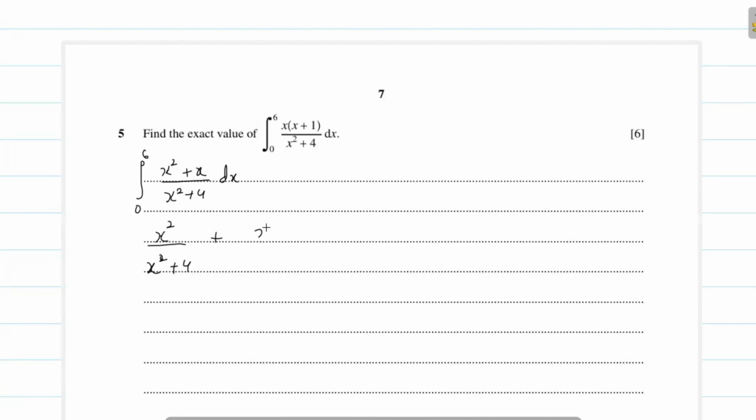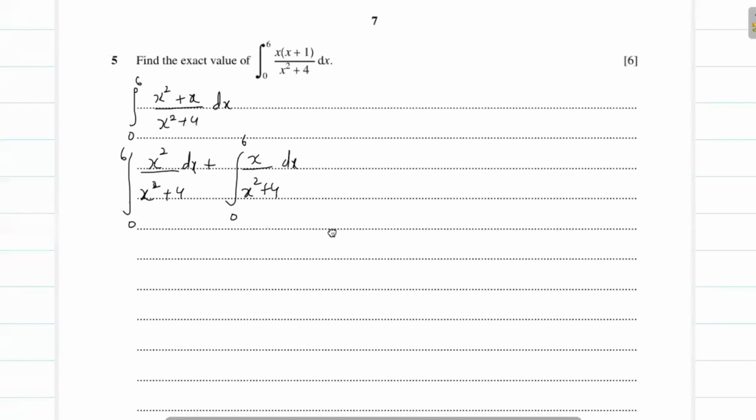plus x/(x² + 4), and we take the integral of both terms, from 0 to 6 dx. This can be written as the integral from 0 to 6 of x²/(x² + 4). This is the improper fraction.